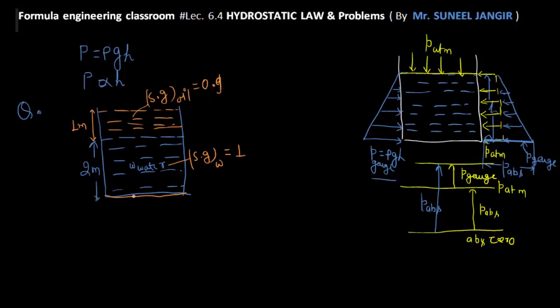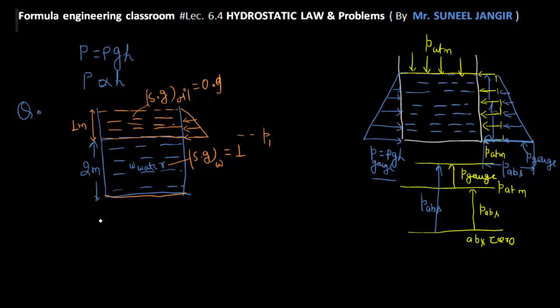To calculate the gauge pressure at the bottommost layer, first we have to calculate the gauge pressure at the interface of these two fluids, that is water and the oil. Let's call this gauge pressure P1. So first we want to calculate P1. For this height it will look like this. This is the distribution of pressure within the oil layer. So this is P1.